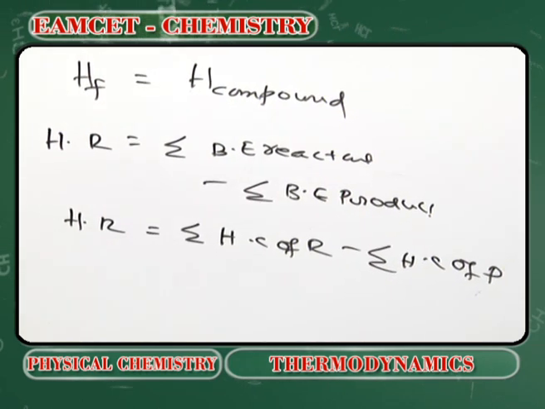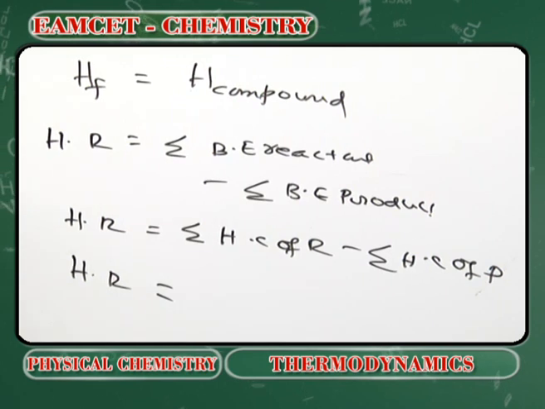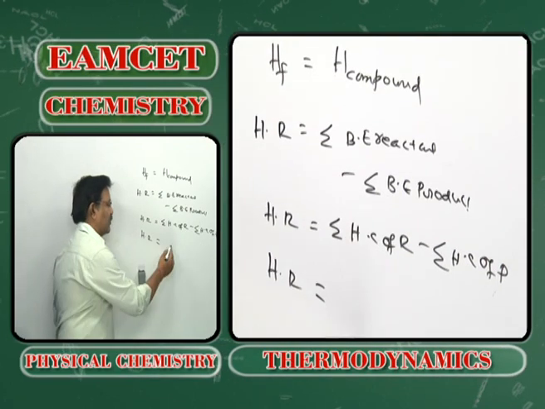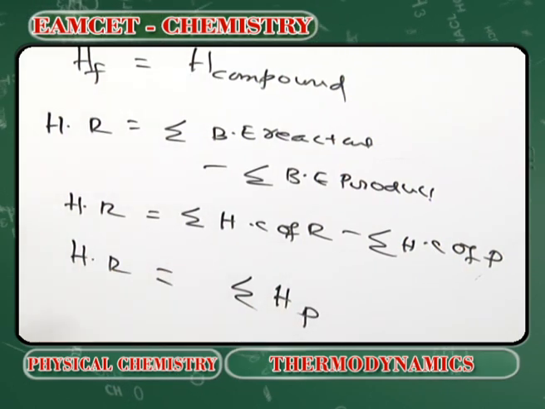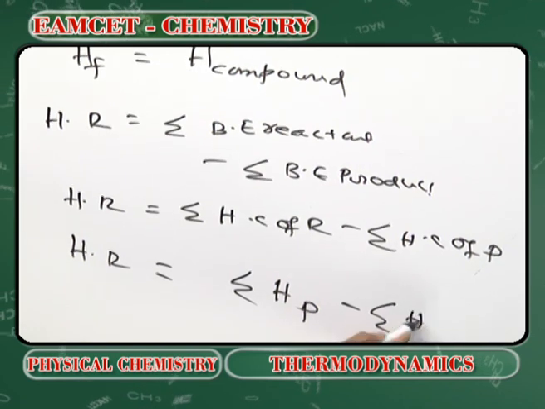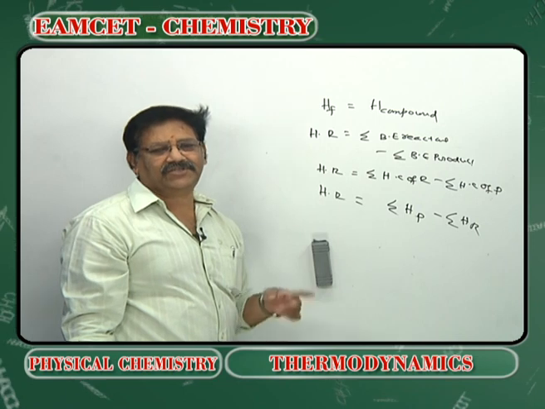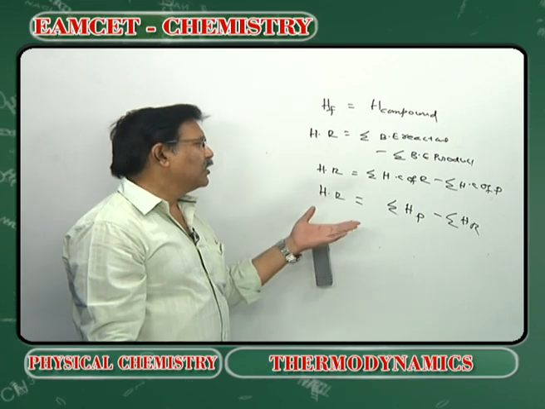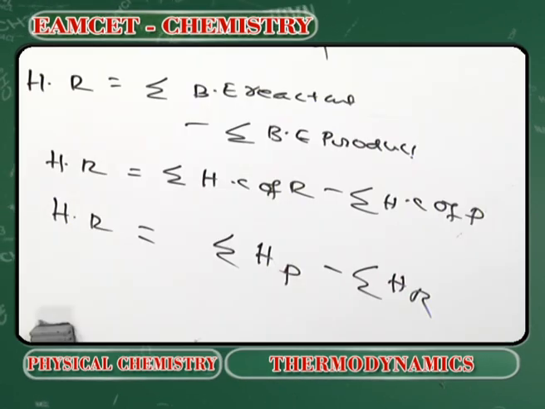When heats of formation are given, how do you write the heat of the reaction? Sum of the enthalpies of the products minus enthalpies of the reactants. What is enthalpy? Enthalpy and heat of formation are one and the same. Now basically the numericals in thermochemistry are types of the heats of the reaction and applications of Hess law.